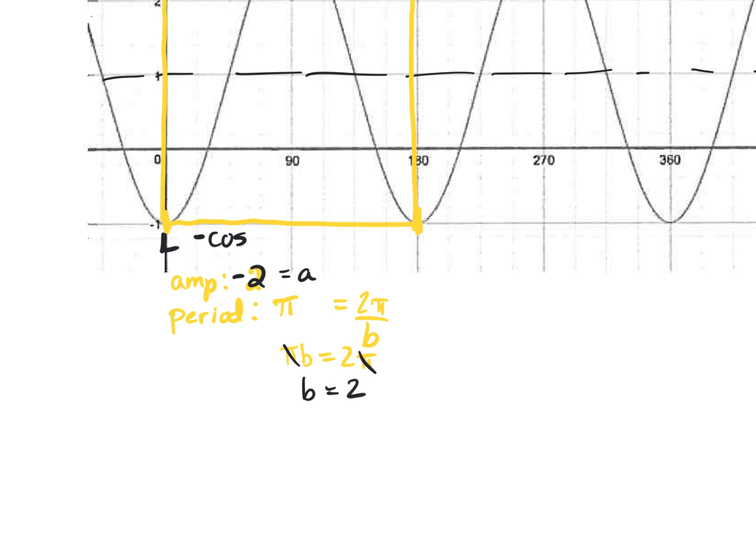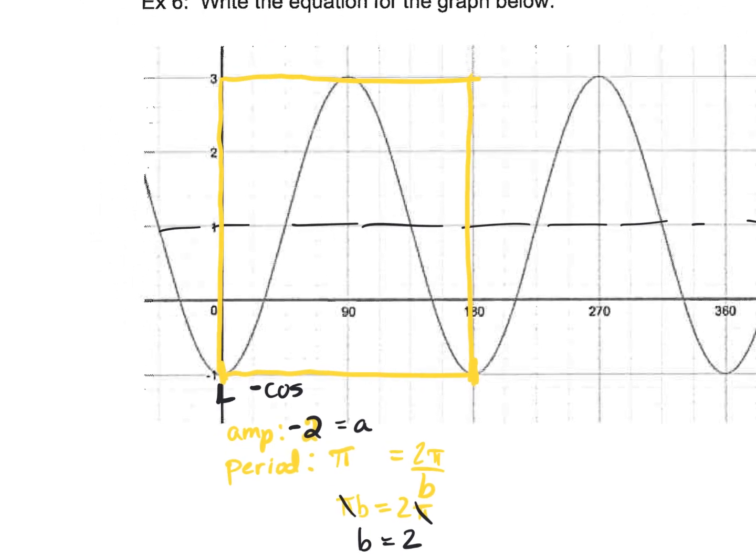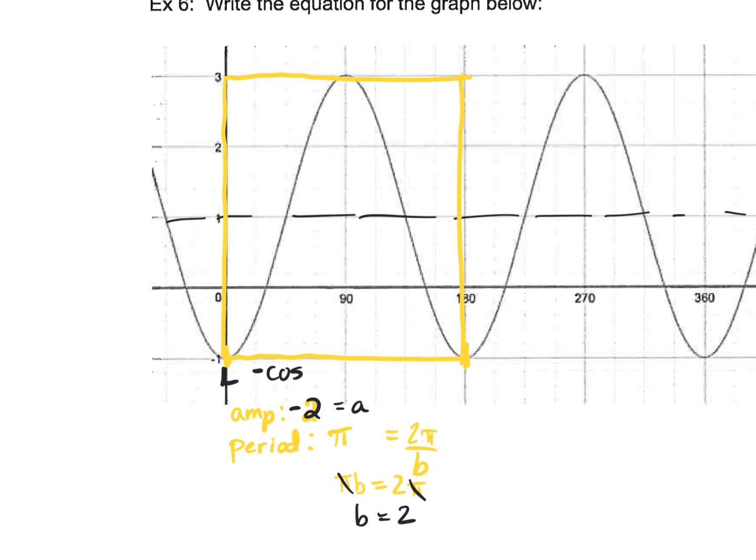All right, so now, phase shift. Where is this thing normally supposed to start? At 0, right? Does it start at 0? Yeah. What is this point right here? Tell me what that point is right there. That's the middle of the start of our window, isn't it? That is the point (0, 1), isn't it?